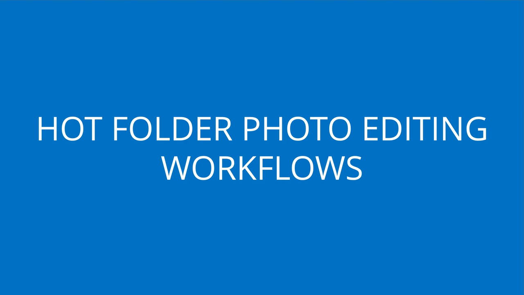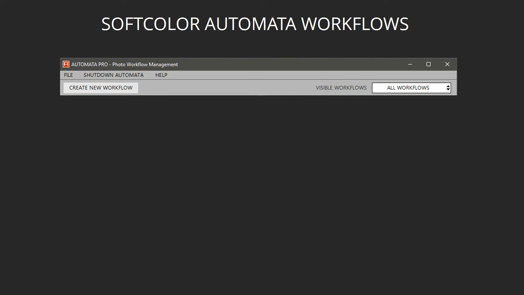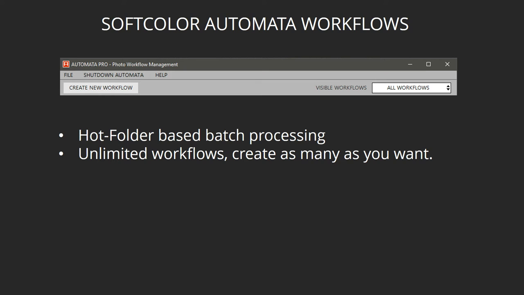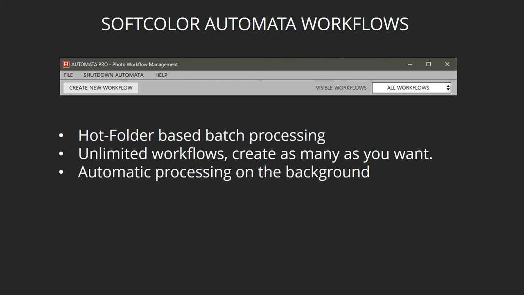So what are these hot folder photo editing workflows, how do they work and why are they good for image editing automation? Everything in SoftColor Automata is based on photo editing workflows. Each workflow is hot folder based batch processing. It means that the system is watching the input folder for new or changed photos, and then it will edit them automatically. There is no limitation with workflows, so create as many workflows as you want. SoftColor Automata does all the processing automatically in the background.